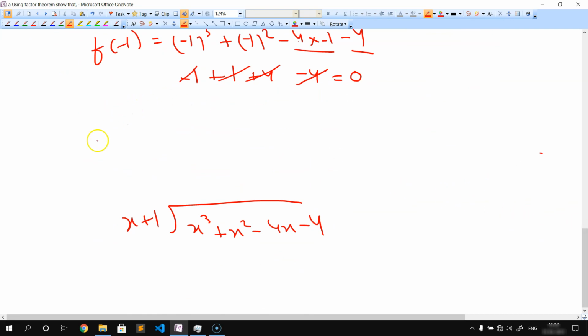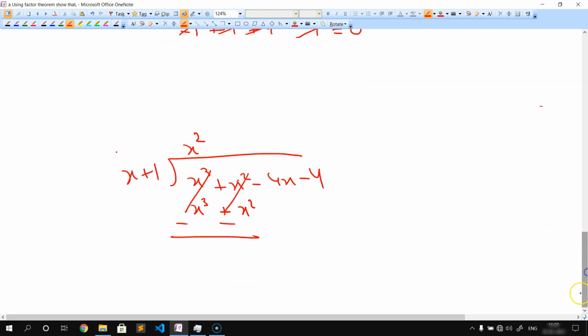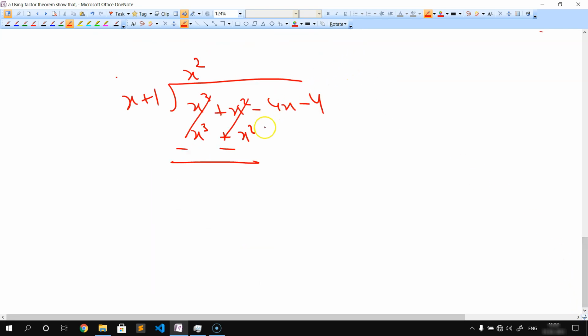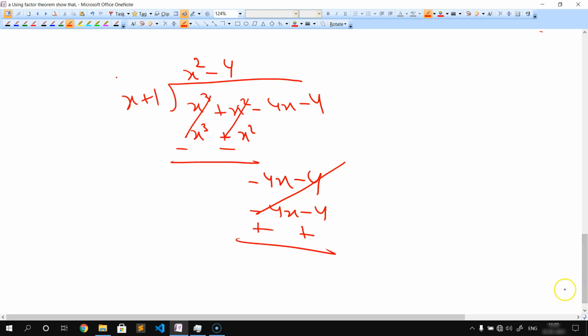Okay. So let's see the first term, which is x cube. So we have to multiply the divisor by x square. It will become x cube plus x square. We will change the signs. So both the terms will cancel out. Write down the next two terms, minus 4x minus 4. Write the minus sign and multiply it by 4. So they will become minus 4x minus 4, plus and plus. They will completely cancel out.